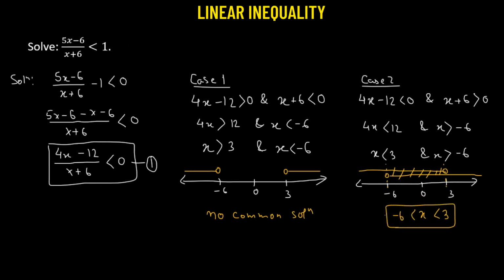So that means our solution to our given linear inequality is lying between negative 6 and 3. We will use an open interval because the endpoints negative 6 and 3 are not part of the solution. The (-6, 3) is one way of writing it, and the other way of writing would be x lying between negative 6 and positive 3.